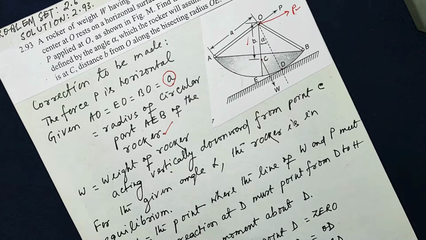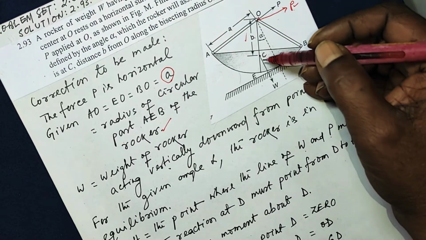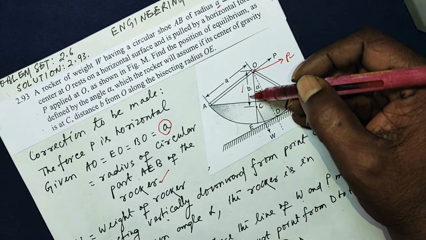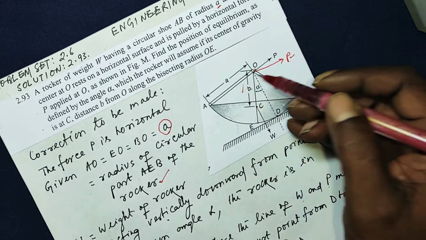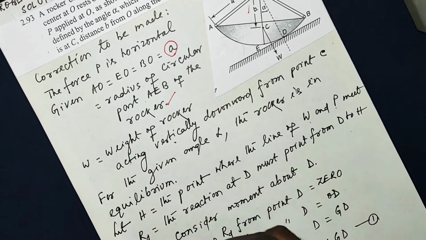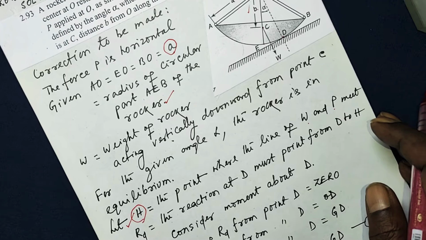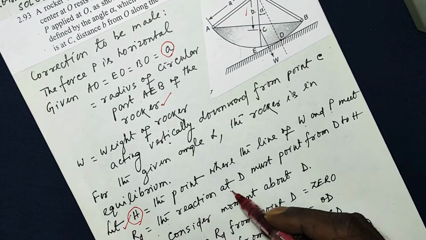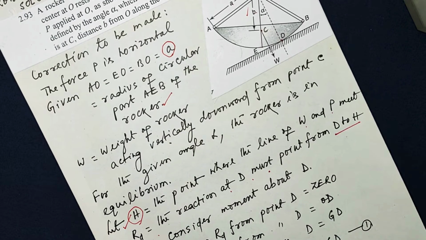Now, let H be the point where the lines of W and P meet. If you produce the line of action of W to this side and the line of action of P to this side, they meet at a point. Let it be H. I will be showing it in a different diagram. And from the point of contact D, let RD be the reaction at D. That must pass through the point H, pointing from D to H. Let me show you first.